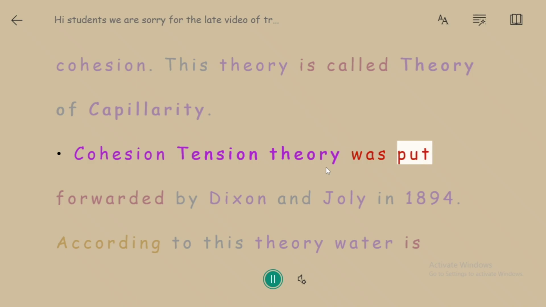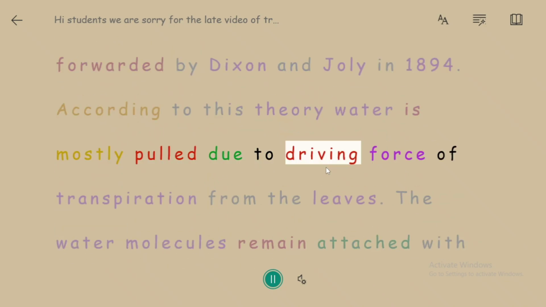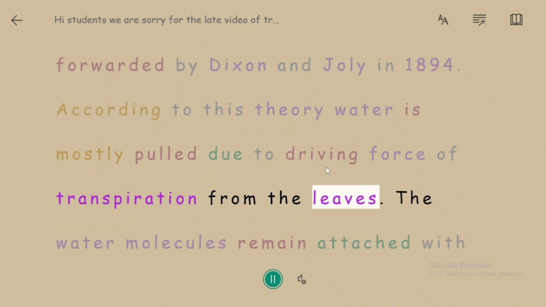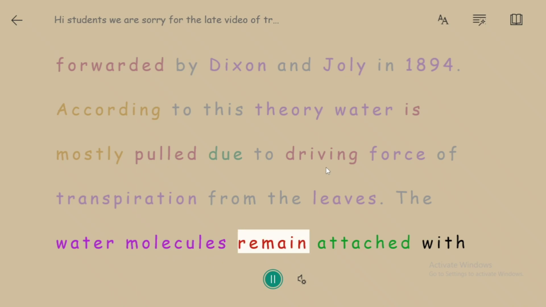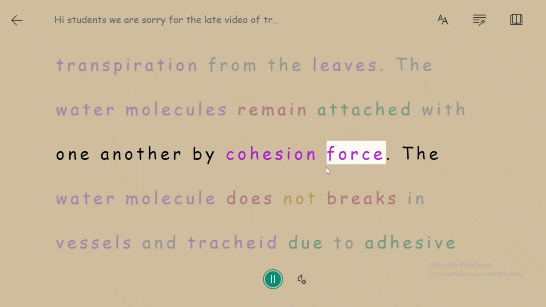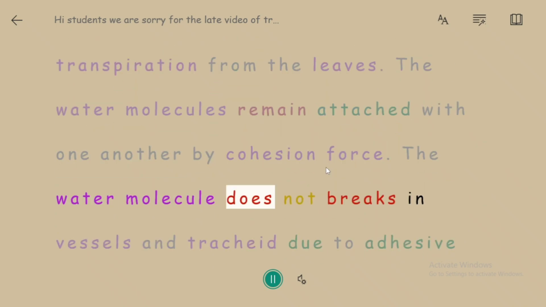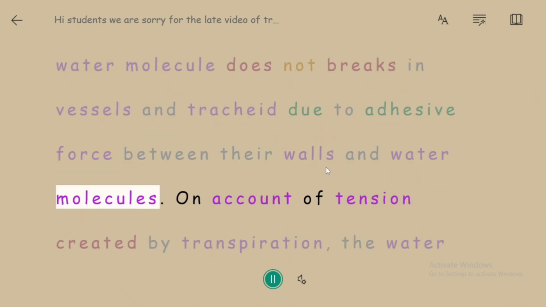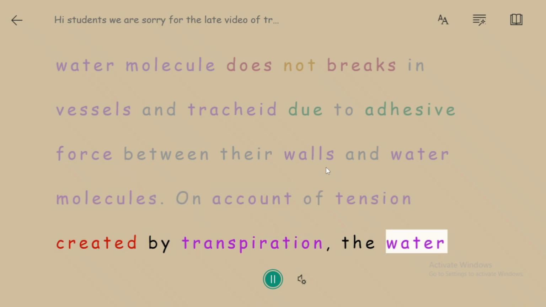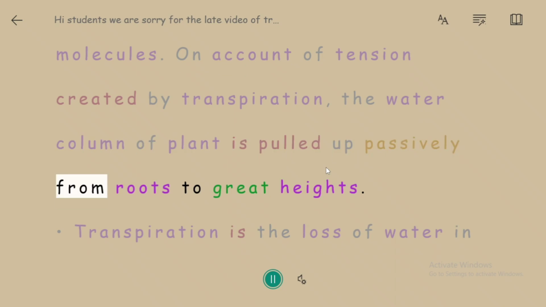Cohesion tension theory was put forward by Dixon and Joly in 1894. According to this theory, water is mostly pulled due to the driving force of transpiration from the leaves. The water molecules remain attached to one another by cohesion force. The water column does not break in vessels and tracheids due to adhesive force between their walls and water molecules. On account of tension created by transpiration, the water column of the plant is pulled up passively from roots to great heights.